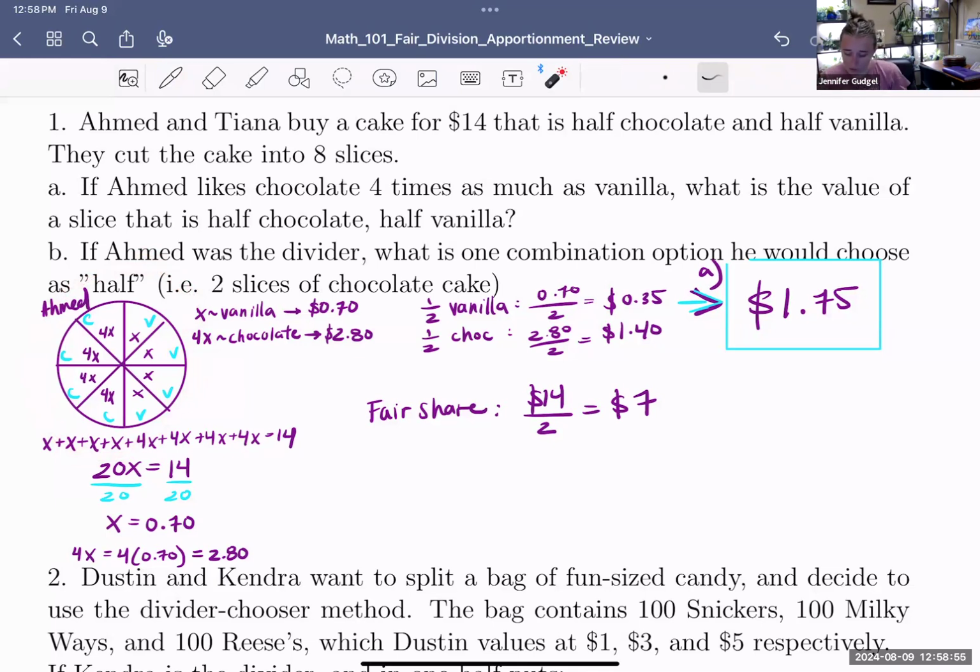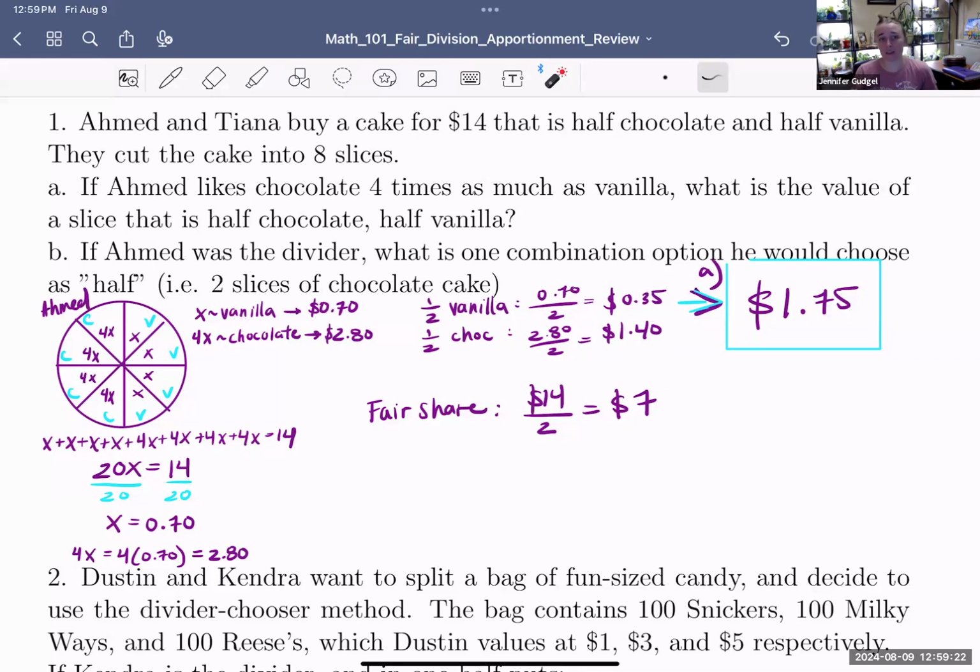All right, so $2.80 is a chocolate slice plus 70 cents plus 70 cents plus 70 cents plus 70 cents, $5.60. So even with all of the vanillas, we wouldn't make it there. We would need more, and adding another chocolate, I'm just experimenting here, puts us over $7. So that doesn't really work.